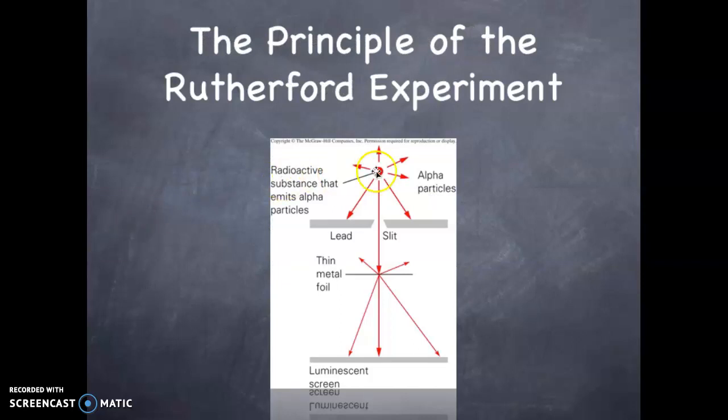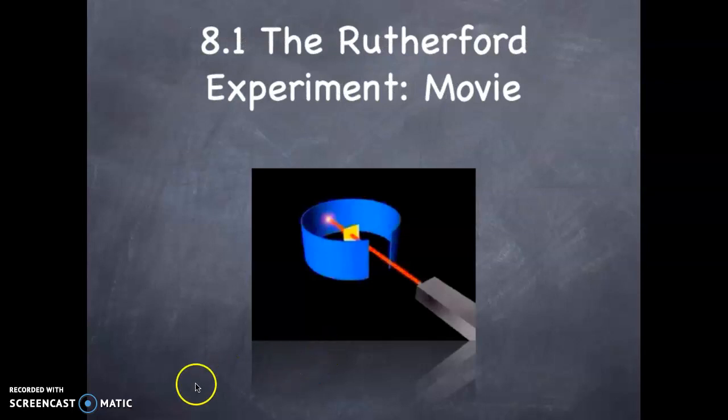So here we have a source of alpha particles with a small slit in lead. The few alpha particles that get through impinge on the gold metal foil, and then you can see luminous spots on the screen, indicating that the screen has been impacted with the alpha particles. Another illustration. Let's see.